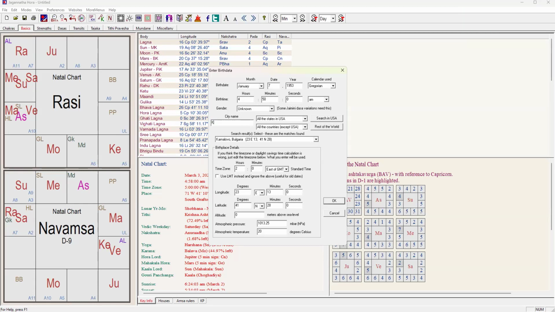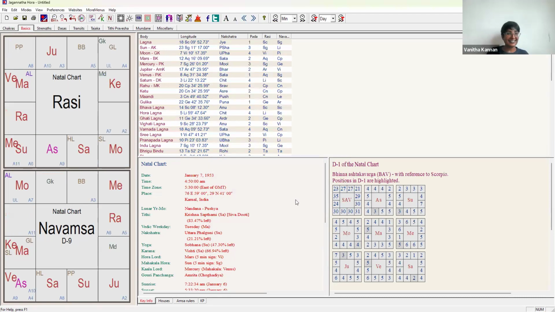No, they cannot have Shani in Mesha or Rishaba. This chart cannot have Shani in Rishaba. Let's see her chart. Ascendant Vrishchika, Saturn is in the 12th house. We were looking at Saturn in Rishaba. That's what I was telling. That was some other lady, I think, born in '74.